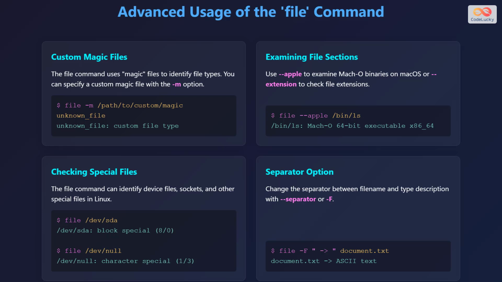The file command can identify device files, sockets, and other special files in Linux. For example, file /dev/sda will output block special 8/0. The command file /dev/null will output character special 1/3. You can also change the separator between the file name and type description with the --separator or -F option. For example, file -F: document.txt will output document.txt: ASCII text.